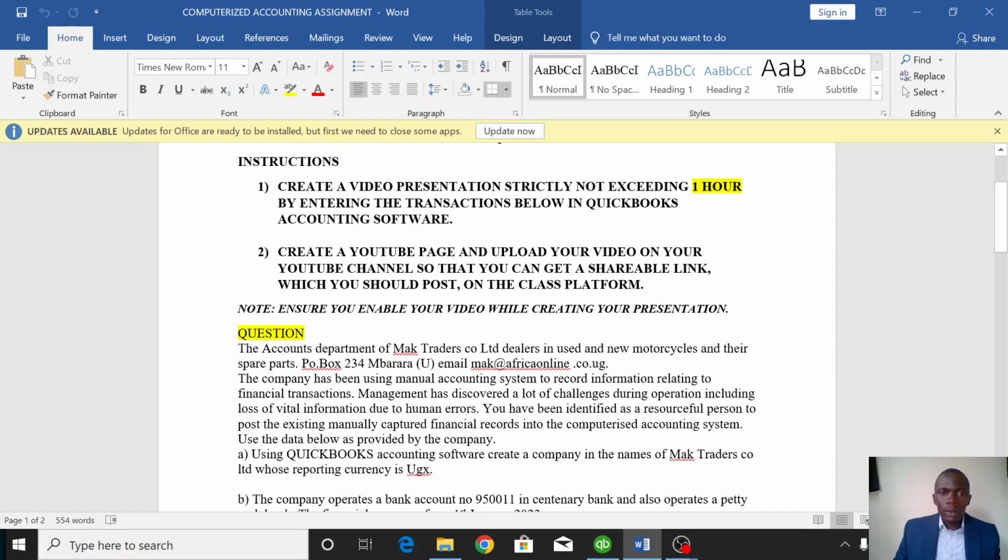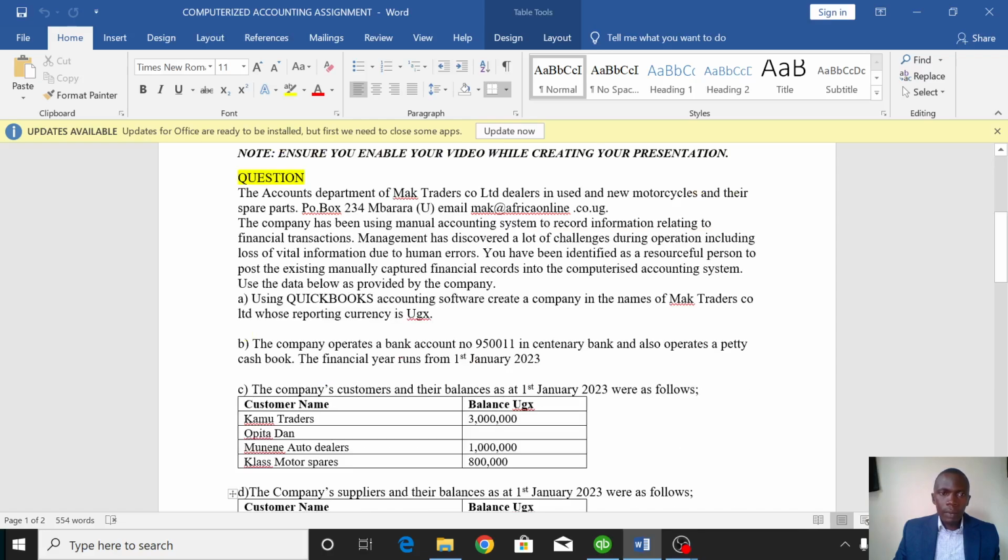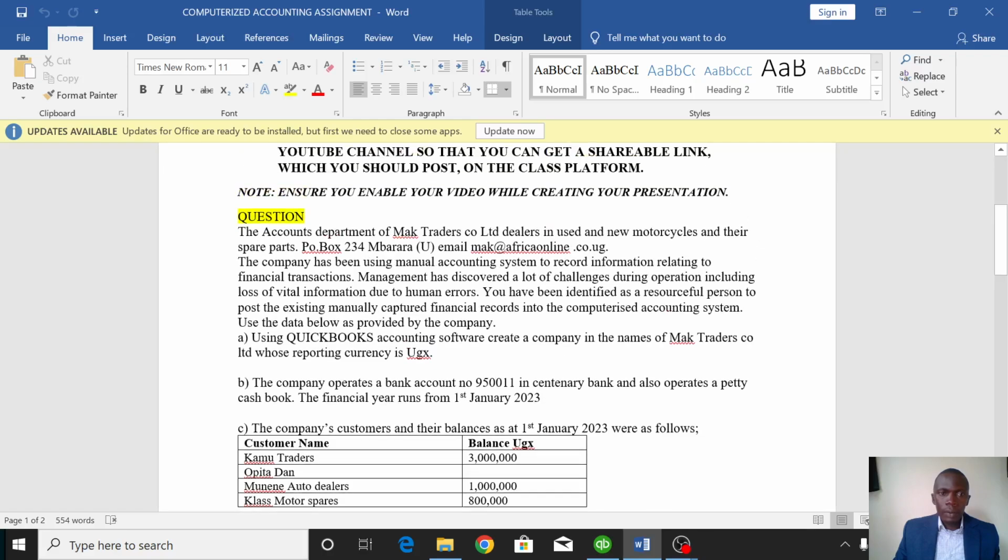I'm going to take you through computerized accounting. So we're going to look at QuickBooks software, and that is our question. It reads: the accounts department of Mark Traders Company Limited, dealers in used and new motorcycles and their spare parts. We have the PO box. The question is saying that we use QuickBooks accounting software to create a company in the name of Mark Traders Company Limited, whose reporting currency is UGX.